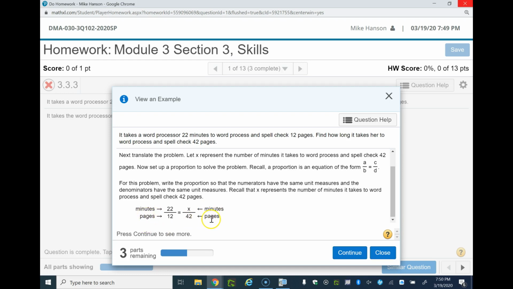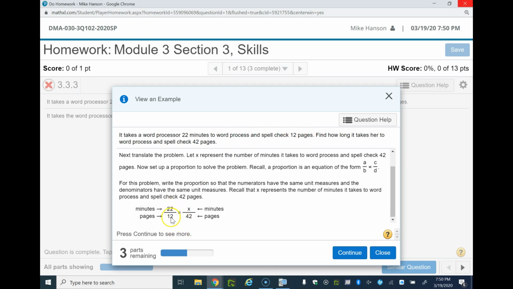And then pages, pages. If you stay consistent like that with the units, all these problems will be fairly easy to work out. So as you're working the problems on your paper, write the units beside the numbers so you won't slip up and make a mistake come quiz or test time. So 22, and here's that word "per" again. That means division.